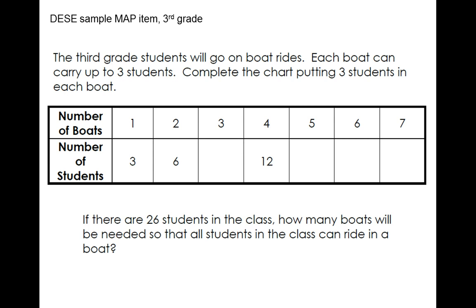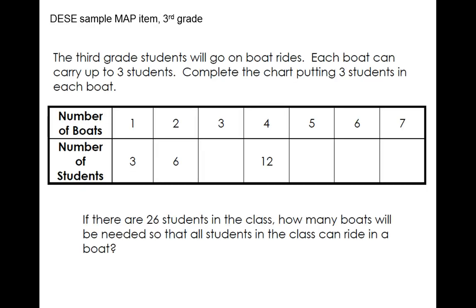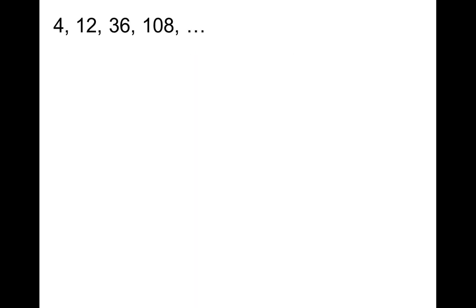If you look at the number of students, they are all multiples of 3, and 26 is not a multiple of 3. So when students complete that table, what they find out is that they will need to have a boat that isn't completely filled. So it's a little bit of a twist on that problem, but still what they're looking for is patterning in the number of students and completing that pattern.